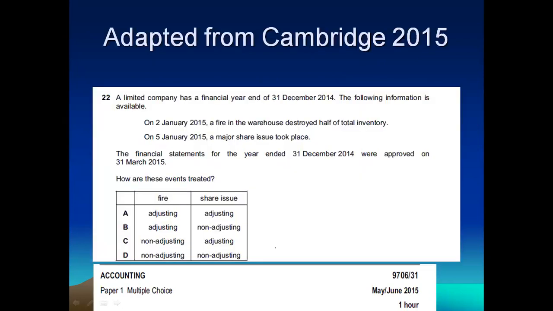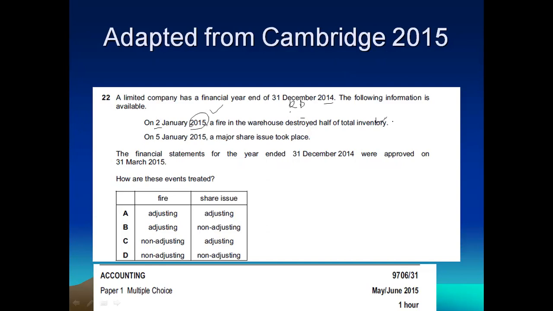We've got the Cambridge past examination paper 2015. A limited company has a financial year end of 31 December 2014. Our reporting date is 31 December 2014. The following information is available. On the 2nd of January 2015, take note of the dates, 2015, and we are talking of 2014 as our reporting date, a fire in the warehouse destroyed half of the total inventory.